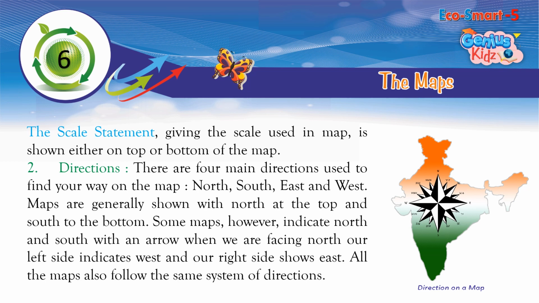2. Directions. There are 4 main directions used to find your way on the map: north, south, east and west. Maps are generally shown with north at the top and south at the bottom. Some maps, however, indicate north and south with an arrow. When we are facing north, our left side indicates west and our right side shows east. All the maps also follow the same system of directions.